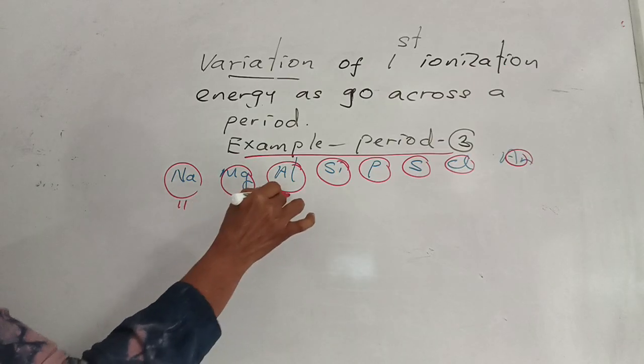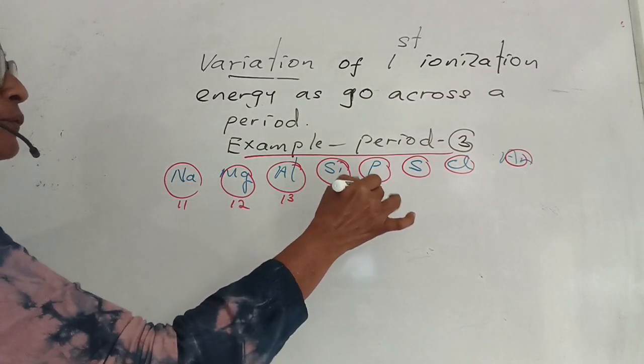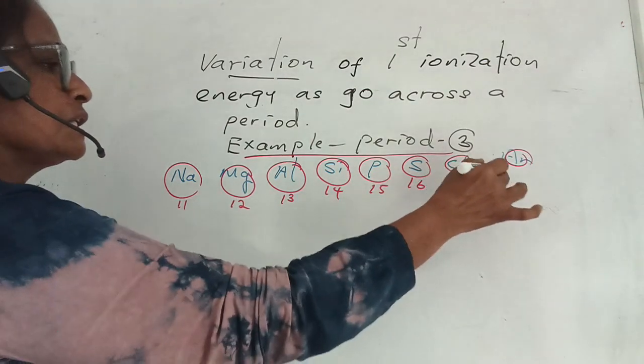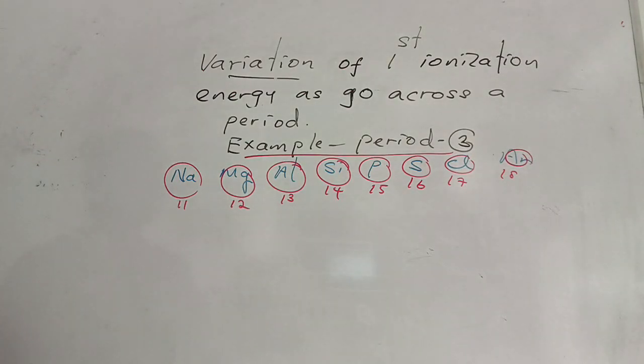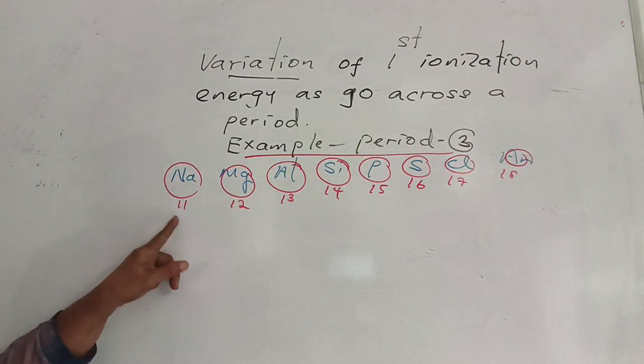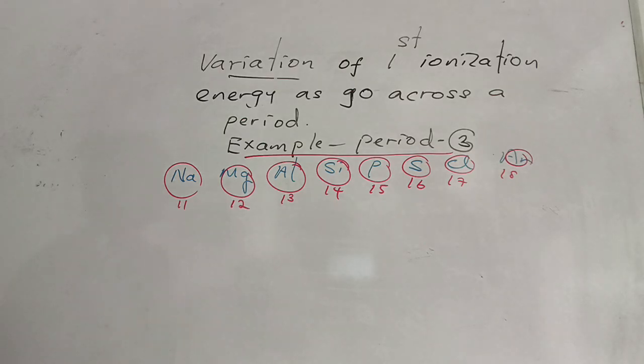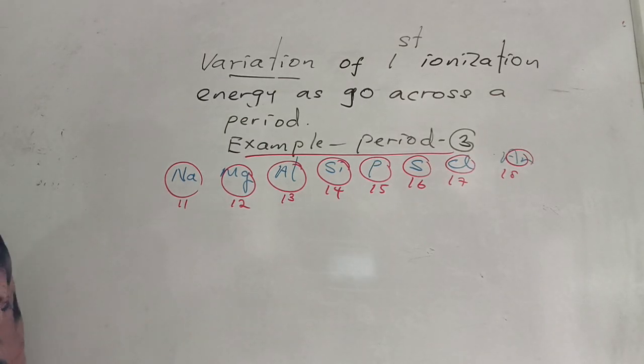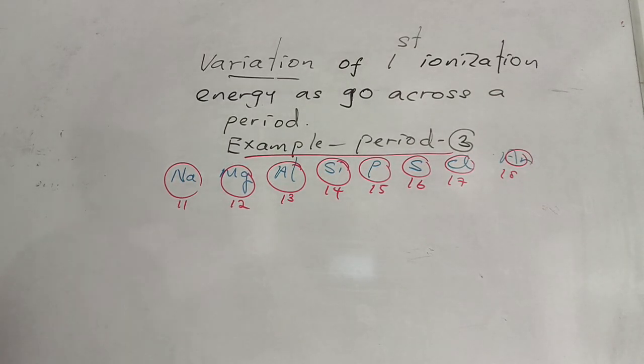Start with 11, 12, 13, 14, 15, 16, 17, 18. So there is a gradual decrease in the atomic size because more and more protons are present inside the nucleus, so the outer electrons are attracted strongly.